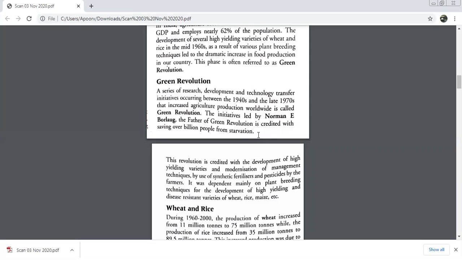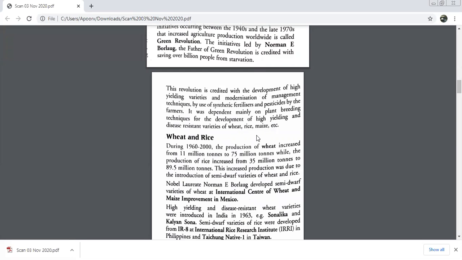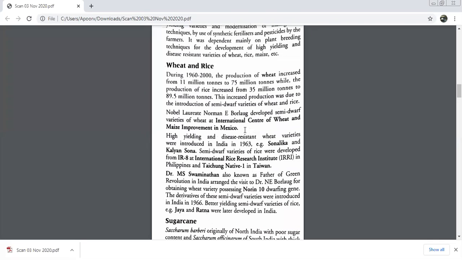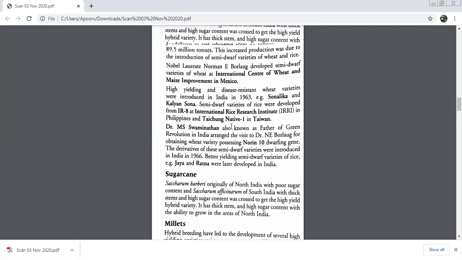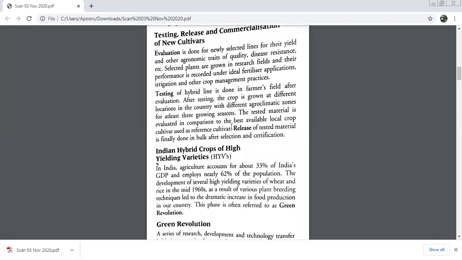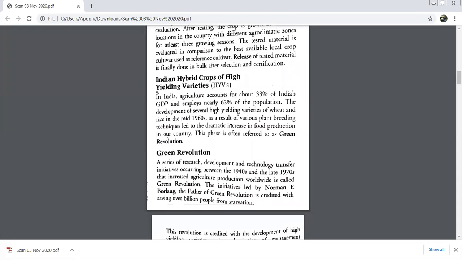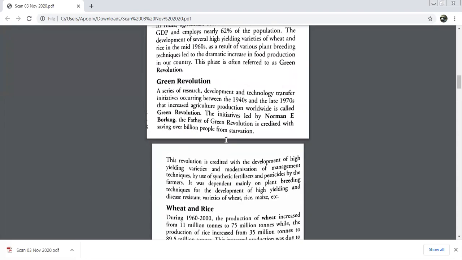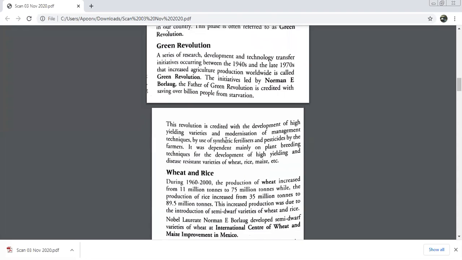The initiative taken is Norman Borlaug, and this concept is what we call Green Revolution. Specifically, the production of wheat and rice improved in India. Okay, so now we are going to read separately for wheat and rice and for sugarcane. How it improved, what it improved, what are the varieties which were improved by Green Revolution. So this is all about HYVs, Green Revolution, which year it took place, who is the father of Green Revolution. This is all about it.